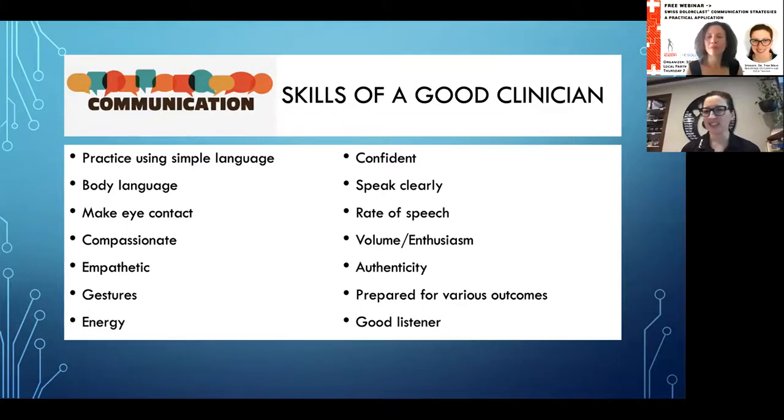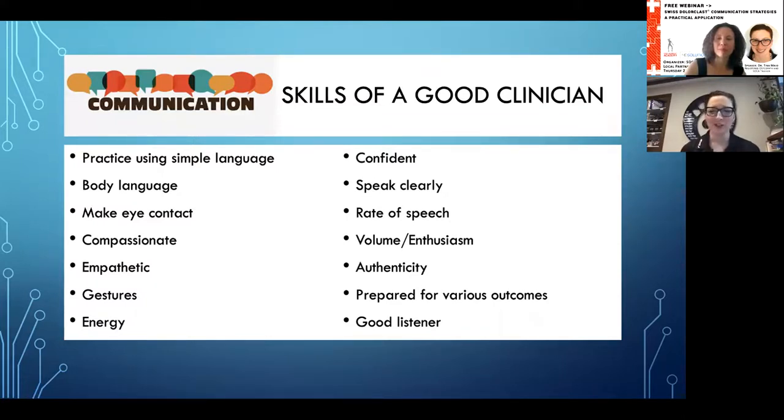Your gestures. So what are your hands doing? Are your hands just sitting down by your side awkwardly? Or do you naturally use your hands to explain things and use gestures? My background's Italian, so this comes very natural to me, gestures. But not everybody finds that comfortable. So sometimes it's a good way of being more expressive, of really highlighting things that are important.